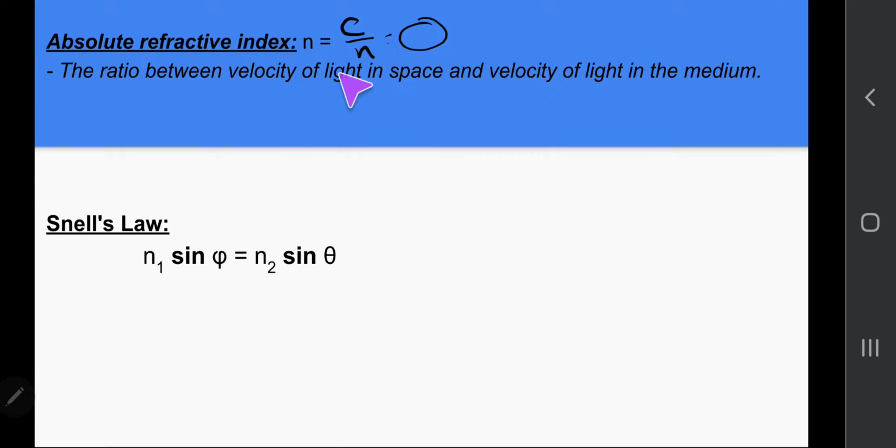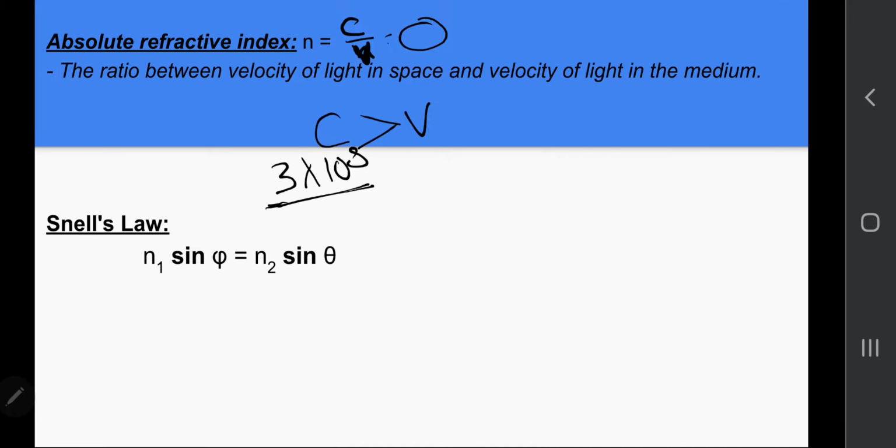Okay, each medium has an absolute refractive index calculated by this ratio. Absolute refractive index is more than 1 in general because c is more than v. Sorry, c is the speed of light in space, 3 times 10 to the power 8.